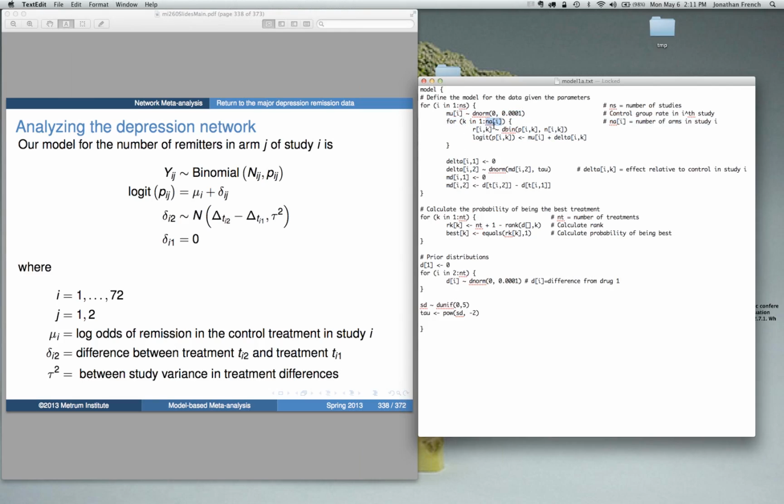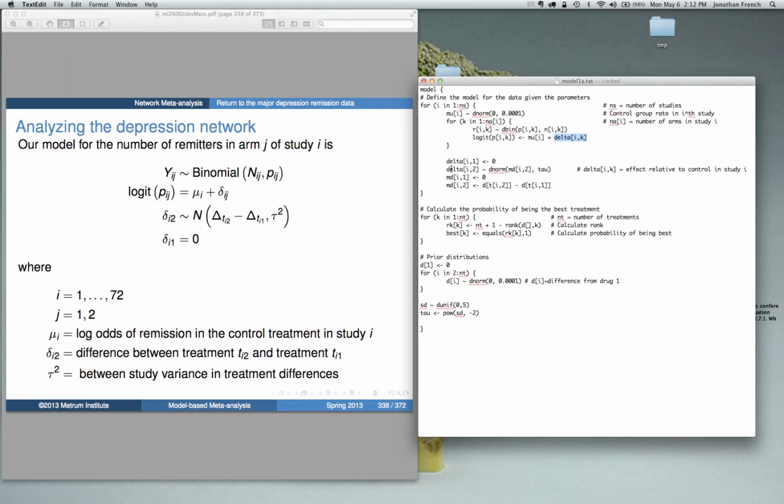And it can be a vector that doesn't all have the same value in it. So we'll say then that the number of responders in study I treatment arm k, that's just like our yij over here, follows a binomial distribution with parameters pik and nik. And the logit of pik is equal to mu(i), which is, again, that study-specific log odds of response in the reference group, plus delta ik.